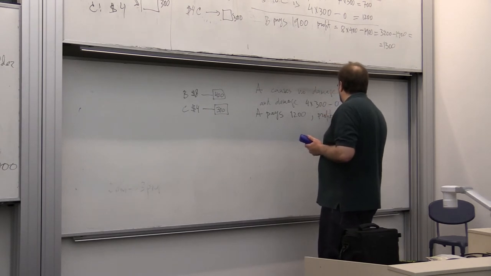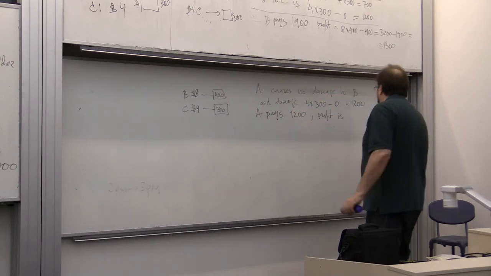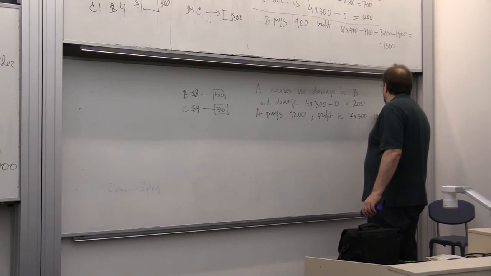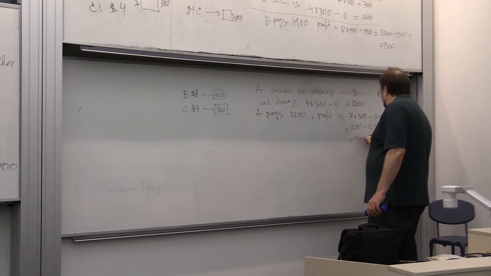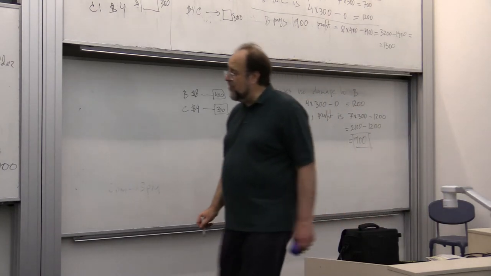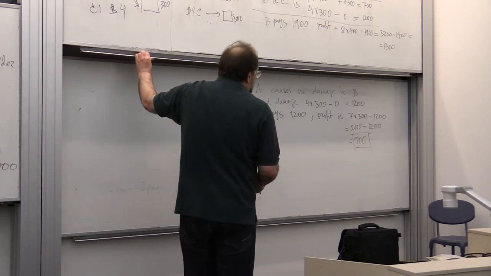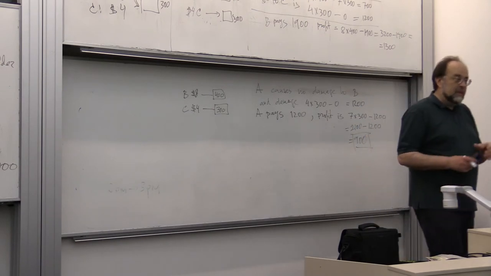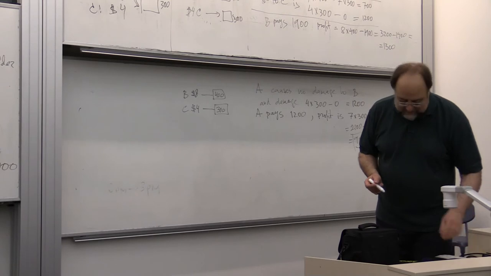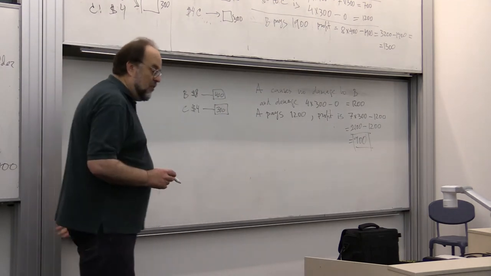Profit is, let's see, what's the profit for A? 7 times 300 minus 1200, which is 2100 minus 1200, which is only $900. So notice, A, when he didn't bid truthfully, got a profit of only $900, while here, where did we compute profit for A? Here it is 2800. So A got hammered for not bidding truthfully. Now this is just one example, and in the remaining time, I just have enough time to tell you why this is true in general.